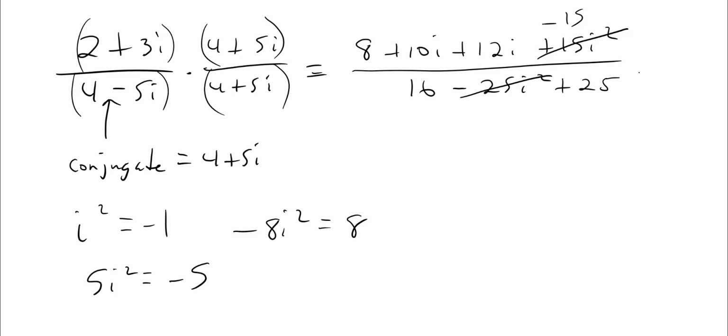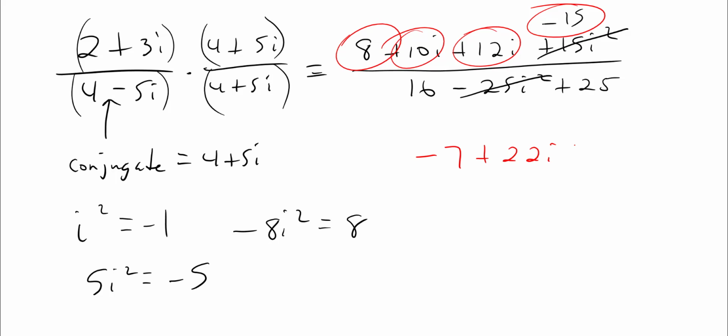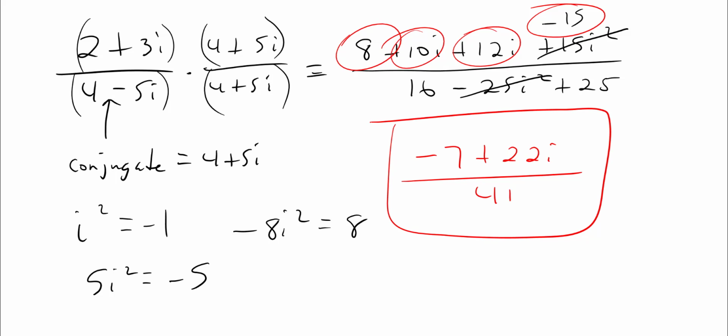So now you're going to add like terms. So I'm going to basically say 8 minus 15. So that gives me negative 7. And 10i plus 12i is 22i. And on the bottom is 16 plus 25, which is 41. And that's it. You're done with the problem. These are really pretty easy, guys. They really are. So let's do a couple more here.